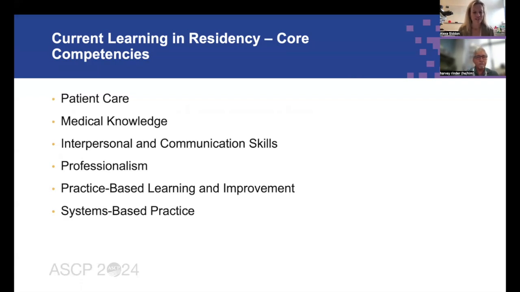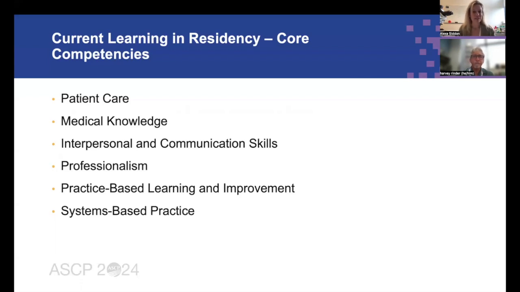We have medical knowledge, where the residents have to demonstrate some level of knowledge of evolving medical practice and clinical care. We have interpersonal and communication skills. This is kind of a big one. The residents have to really demonstrate interpersonal skills and communication skills, and that's with multiple different people. So we have patients, families, we interact with the public very frequently. We have clinical care teams.